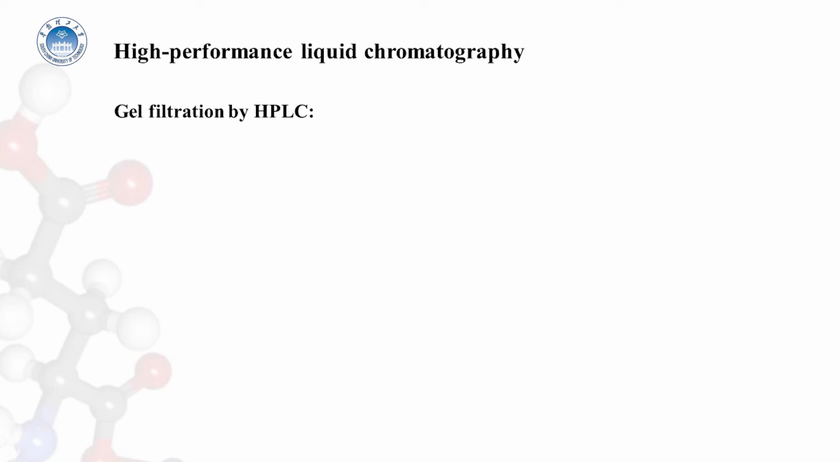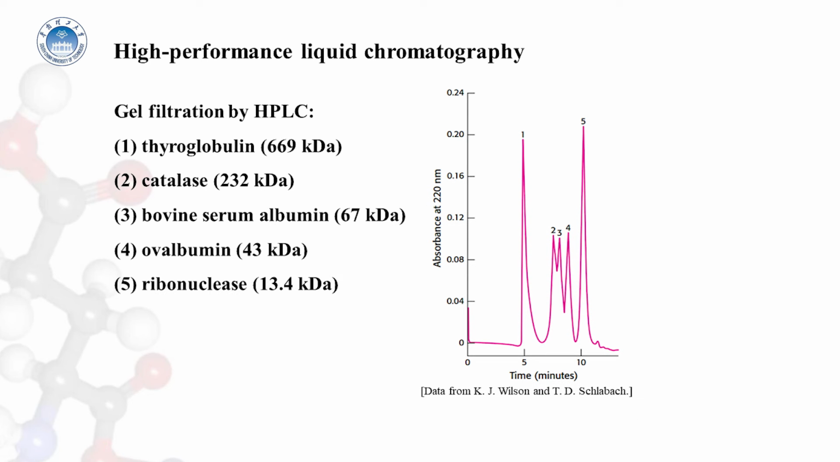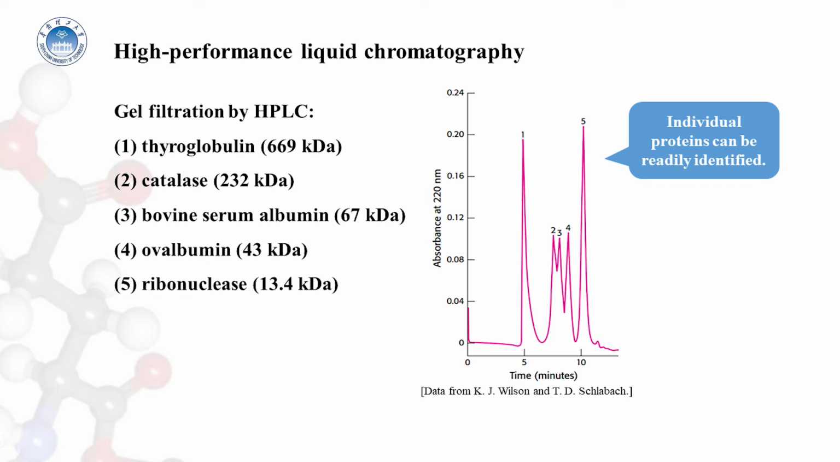In the sample HPLC elution profile shown in this picture, proteins are detected by setting the detector to 220 nanometers, the characteristic absorbance wavelength of a peptide bond. And in a short span of 10 minutes, a number of sharp peaks representing individual proteins can be readily identified.